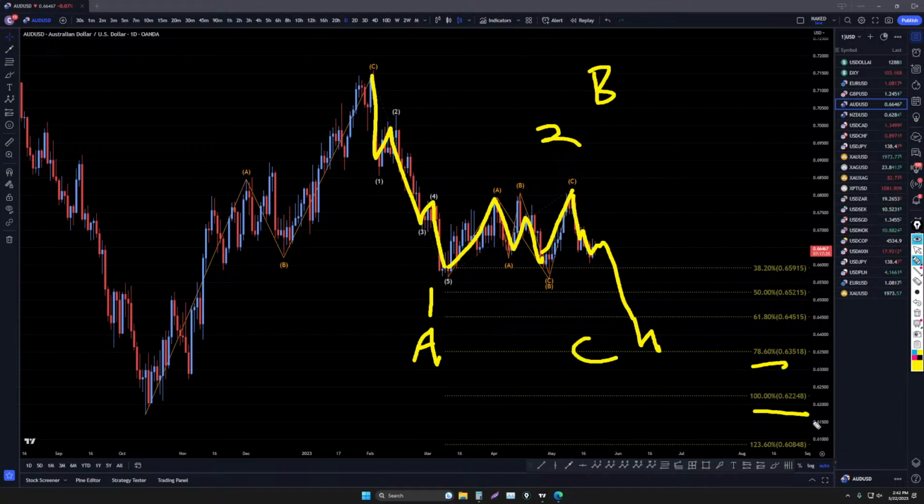If it's a wave C, then it will probably turn at the 78 or the 100, make an impulsive move up, take out structure, and continue the uptrend. If it's a wave 3, which it definitely could be, then it will probably bounce off some of these fibs, but it will never take out structure to the upside, and instead it will just keep on making lower lows and lower highs. So let's keep that in mind.